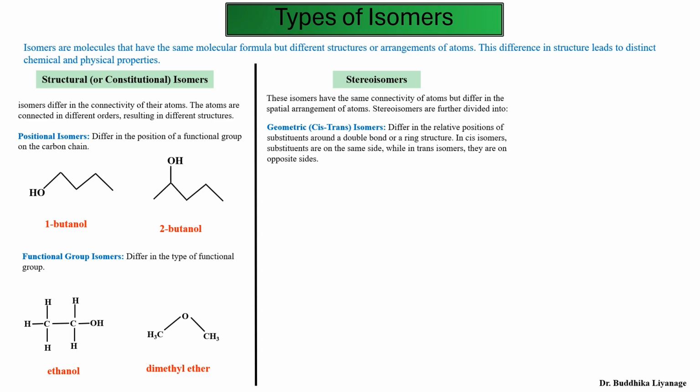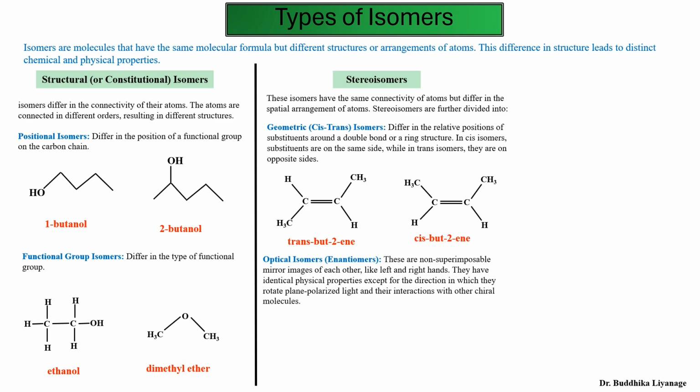The cis-trans isomers differ in the relative positions of substituents around a double bond or a ring structure. In cis isomers, the substituents are on the same side, while in the trans isomer, they are on opposite sides. For example, trans-butene and cis-butene. You can see the substituent CH3 is in opposite directions in the trans version, but in cis-butene, the CH3 groups are on the same side.